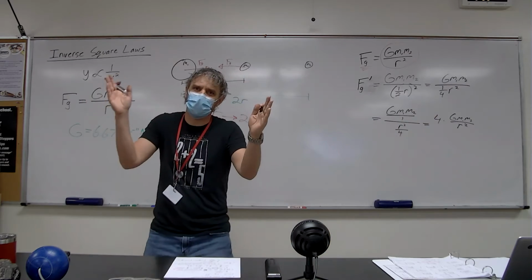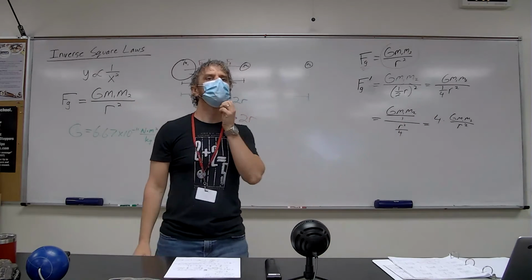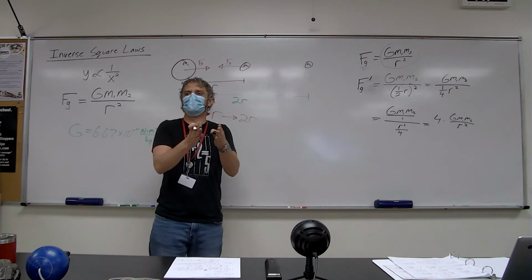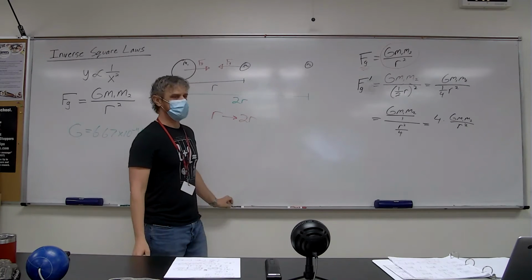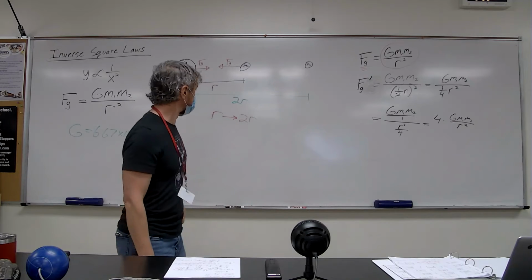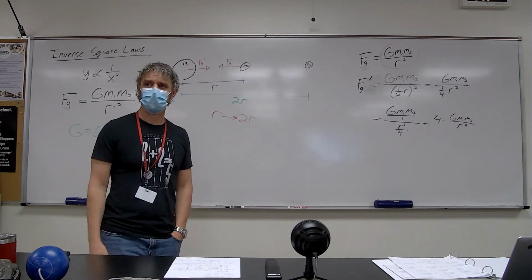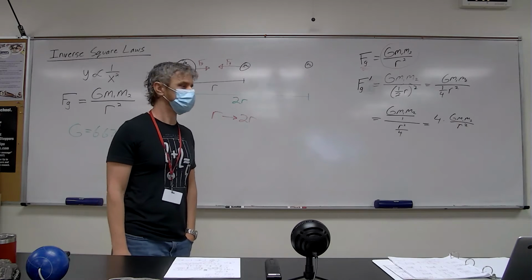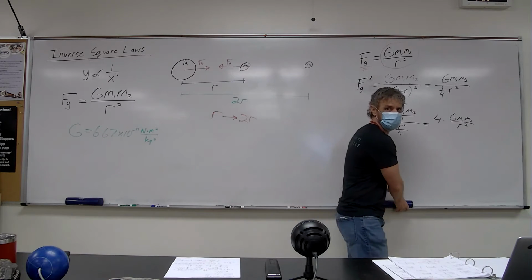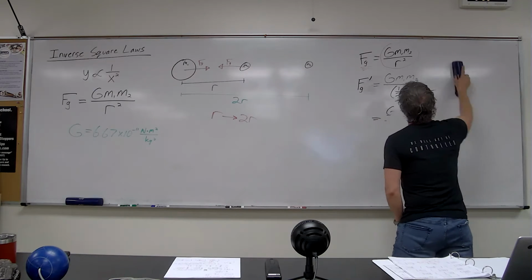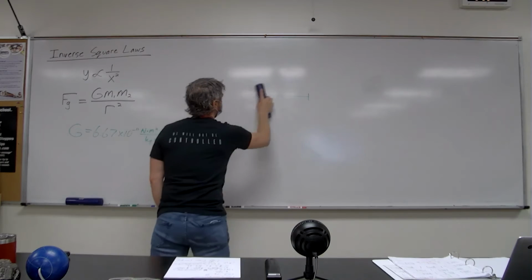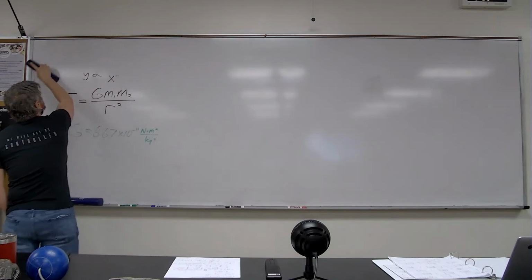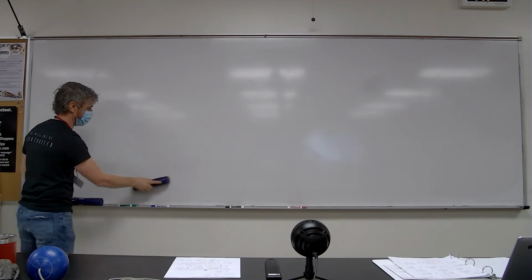So if I get to 1/3 of the distance, I'll have 9 times the force. If I get to 1/10 the distance, I'll have 100 times the force. That's the nature of inverse square laws. Okay? Does that make sense? You feel good about it? Sweet. Feel good? All right. Super good. Did you know that you would? Yeah. Okay.